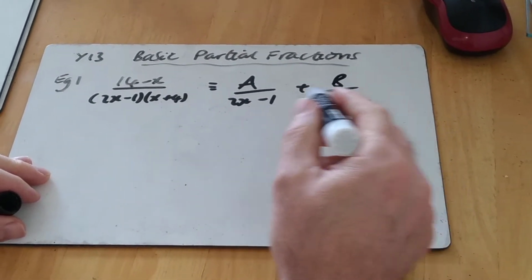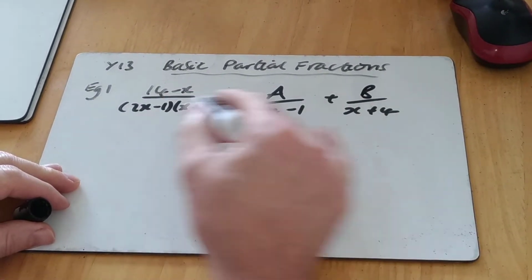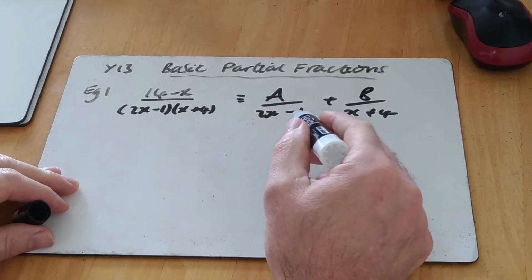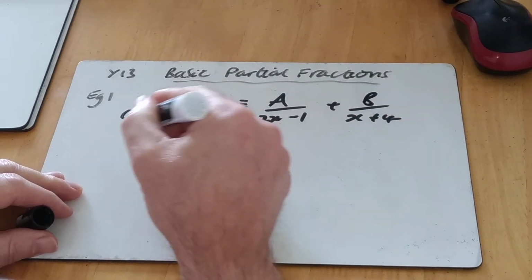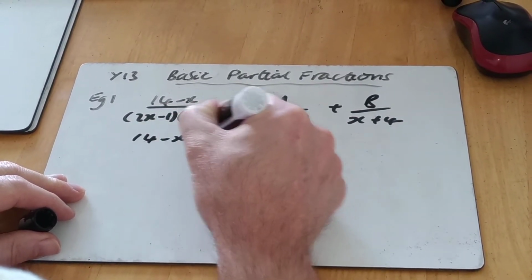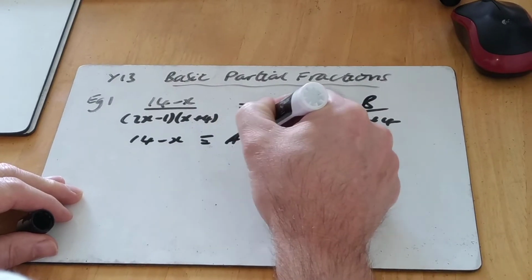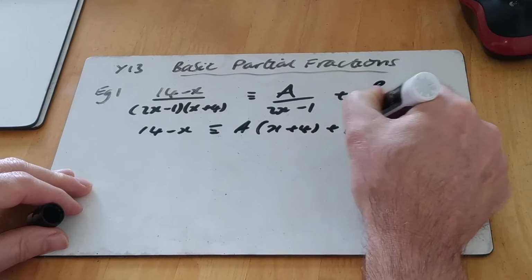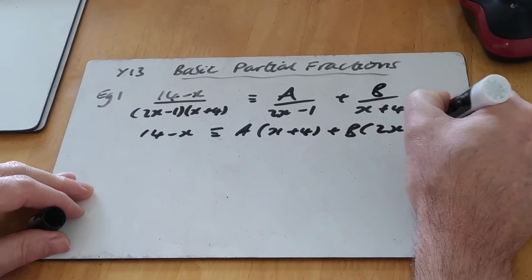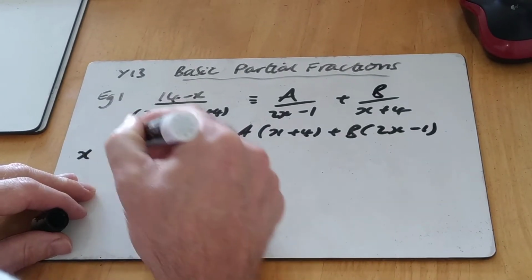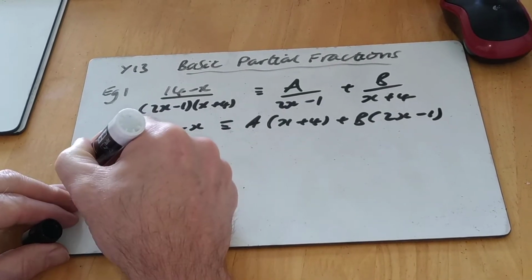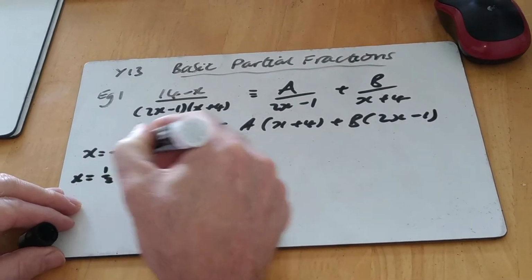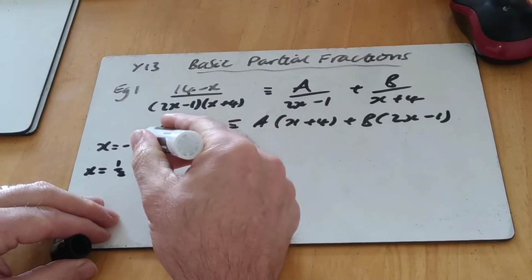As we looked at last time round, get rid of the fractions so we can find our constants A and B. So times by the 2x minus 1 and the x plus 4, and I get 14 minus x is equivalent to A times the bottom bracket there plus B times the bracket there, the 2x minus 1. And all I'm going to do is, since it's true for all values of x, stick in x is minus 4 and x is a half, the values that make each of the brackets equal to 0.